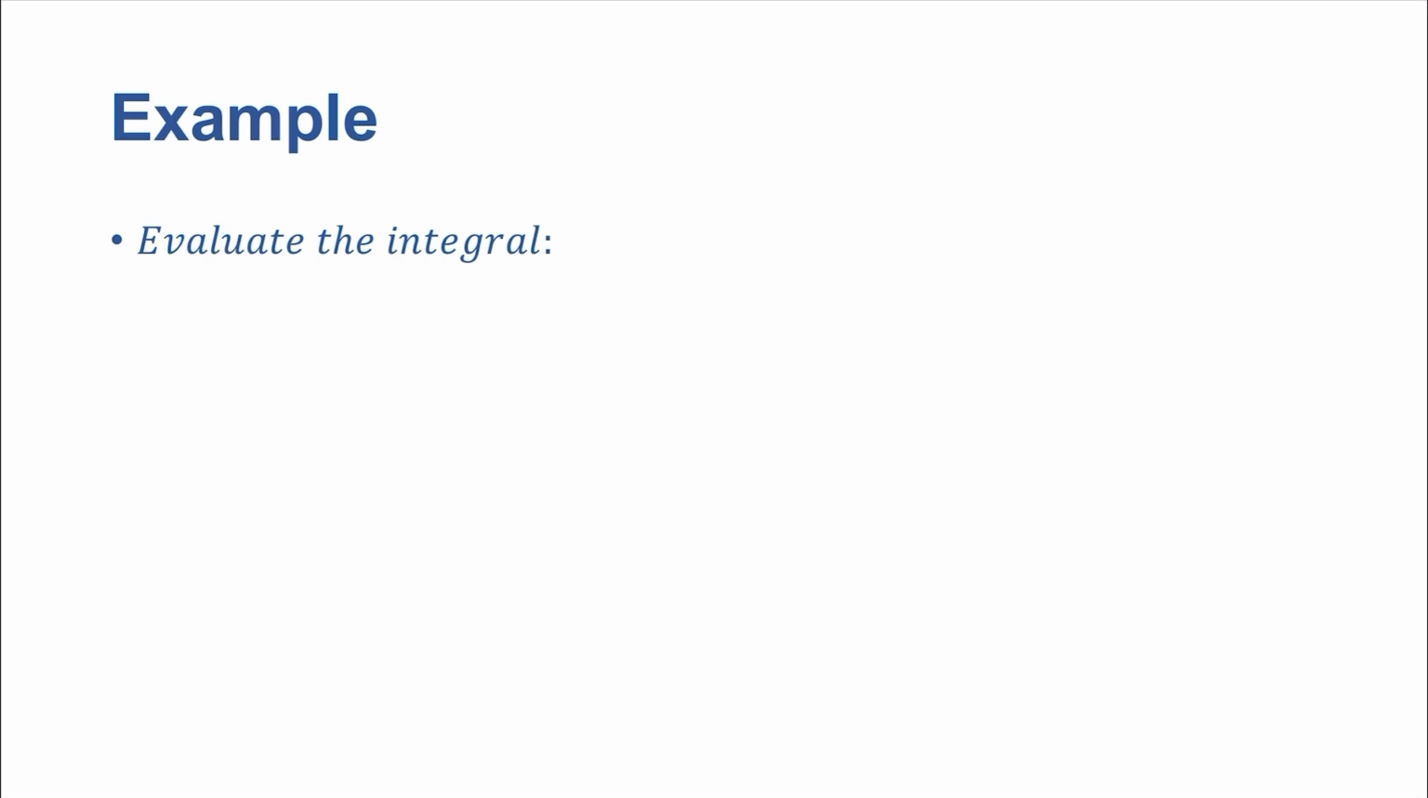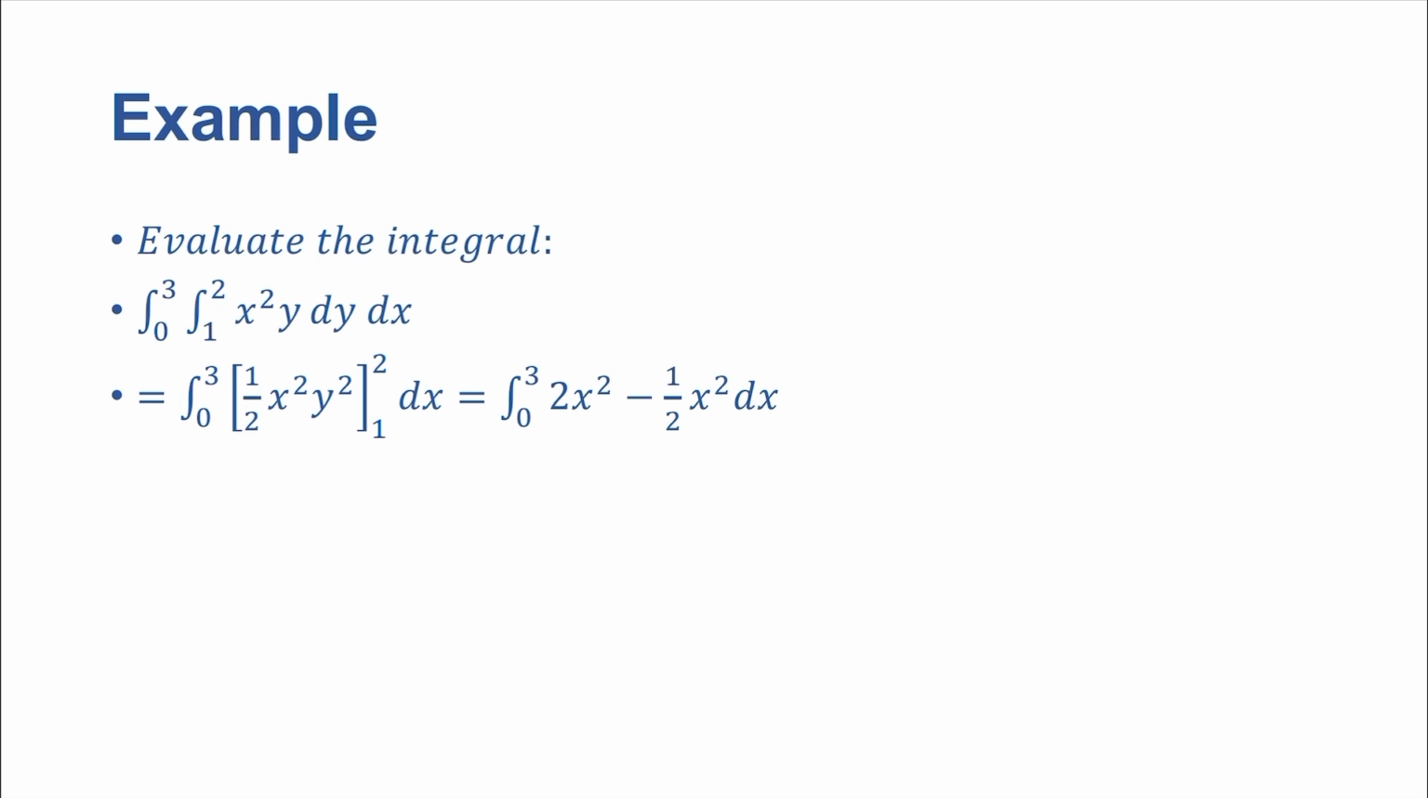Let's evaluate the integral. Our bounds are given. We don't need to worry about that. So we take the integral between 0 and 3, then the integral between 1 and 2 of x squared y dy dx. Okay, so what do we do first? The first job is to take this first integral. So we need to find the antiderivative of x squared y with respect to y.